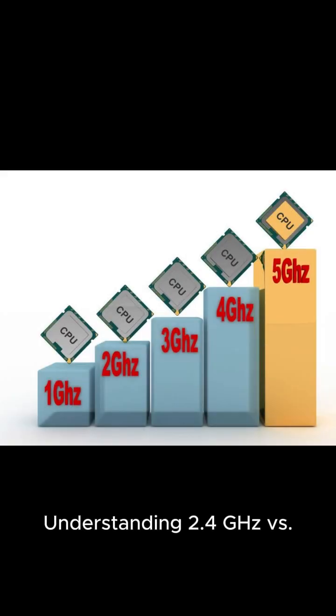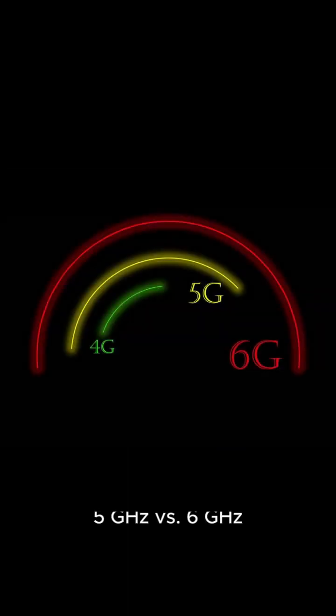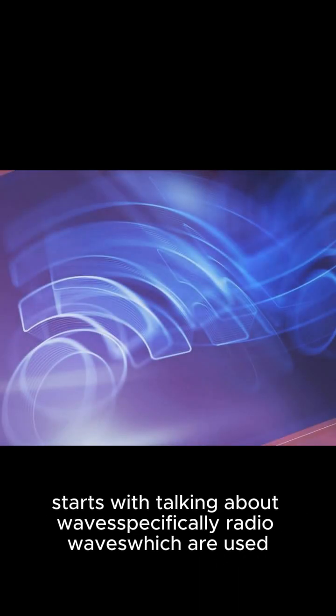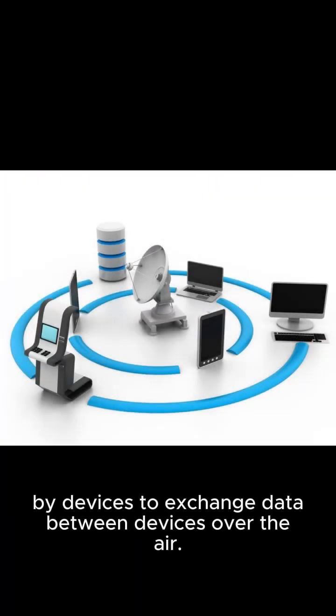Understanding 2.4 GHz vs 5 GHz vs 6 GHz. Understanding your wireless connectivity options starts with talking about waves, specifically radio waves, which are used by devices to exchange data between devices over the air.